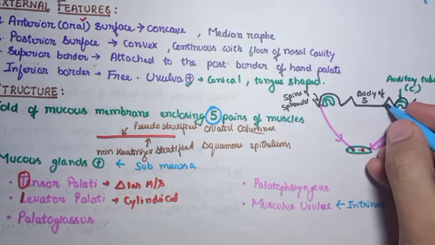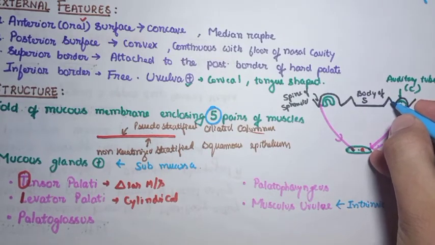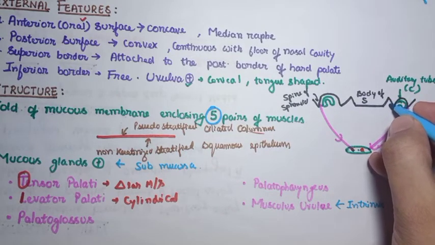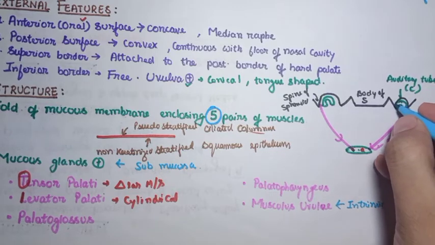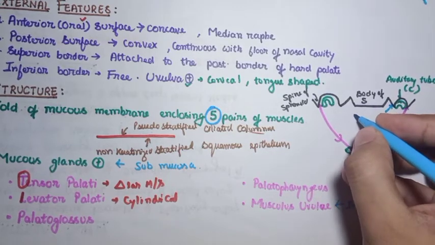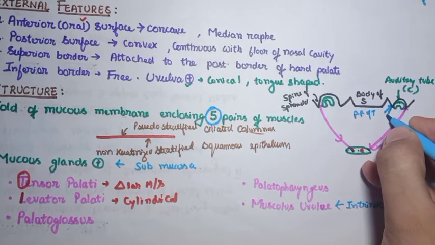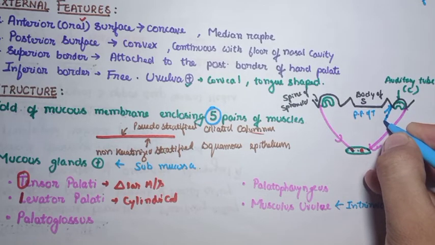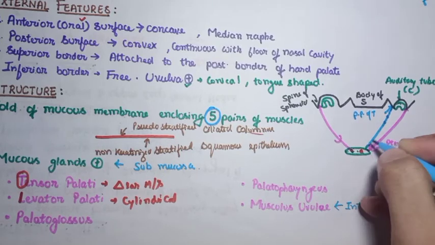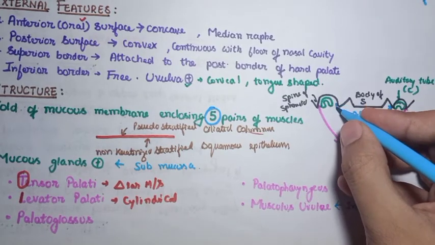As I told you, it is situated more medially. This triangular part is called the petrous part of the temporal bone, which marks the origin of the levator palati. So this is the levator palati, which is further attached to the palatine aponeurosis from both sides.